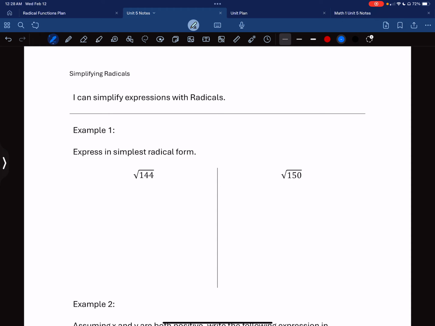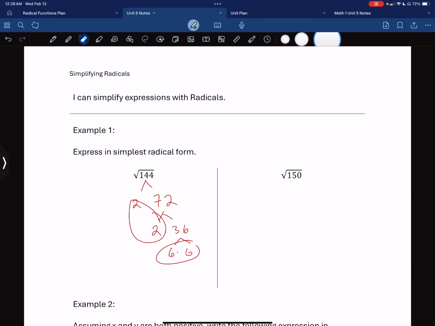this should be pretty easy, but just in case, you can break this down into 2 times, well, this would be 72, and we can say 72 can be written as 2 times 36, and well, hey, there. I'm just going to go straight to the perfect square. The square root of 36 is going to be 6 times 6. So if I'm looking for pairs, I can write this as 2 times 6, or in this case, 12. Obviously, 12 squared is 144. So that one's not that big of a deal.